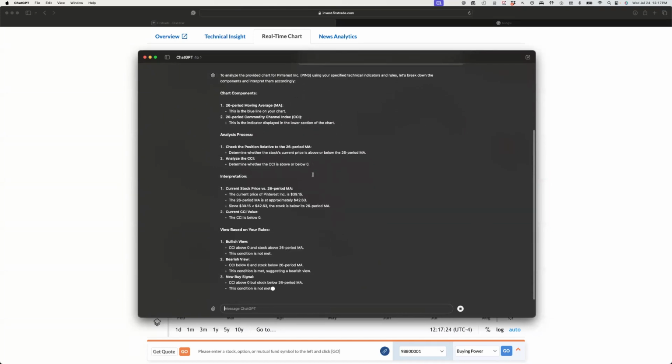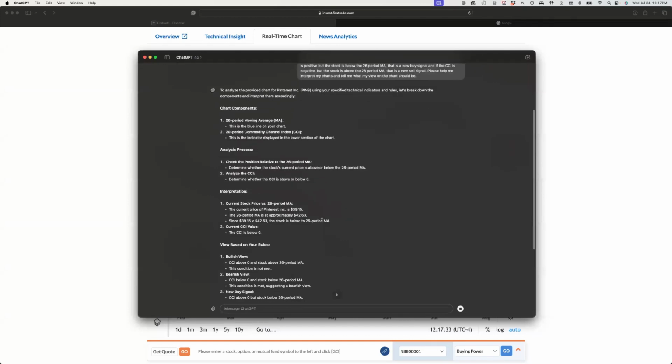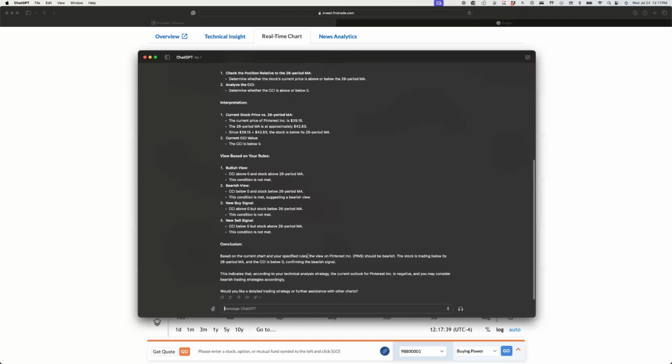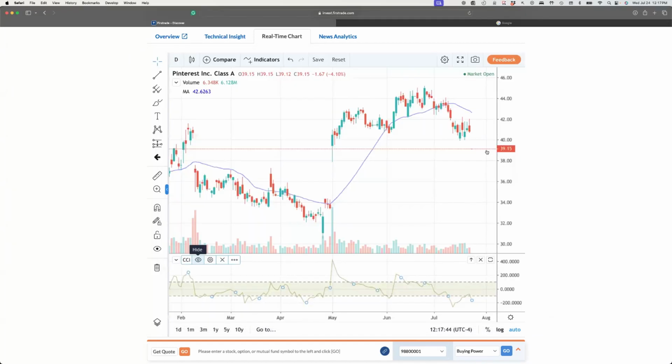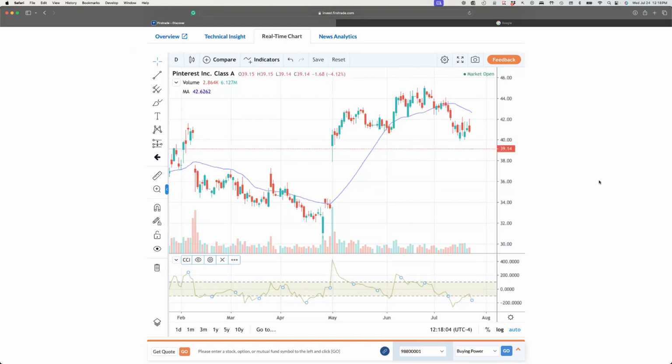So what it does here, as you can see, it looks at the chart, it looks at the 26 period moving average, it looks at the 20 period CCI, and it tells me an interpretation of it, right? Based on the current chart and your specified rules, the view on Pinterest should be bearish, because in this particular case, the stock is trading below the 26 period moving average and CCI is negative. So that allows me to have an objective view on the stock based on my specific rules. I don't have to look at this chart specifically.